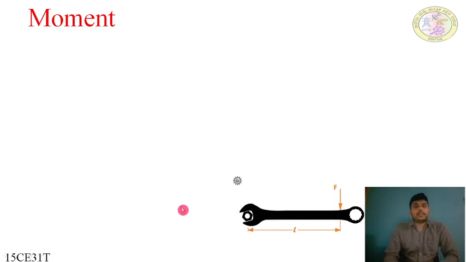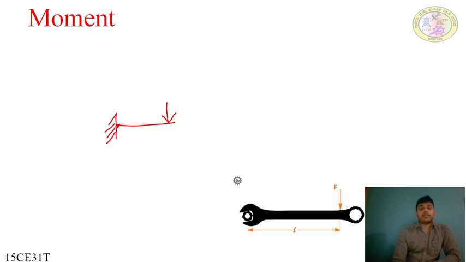Moment is a product of force into perpendicular distance. When a force is applied on a body, let us assume this is a rigid body, fixed here. When the force is applied on the body, it has a tendency to rotate the body.